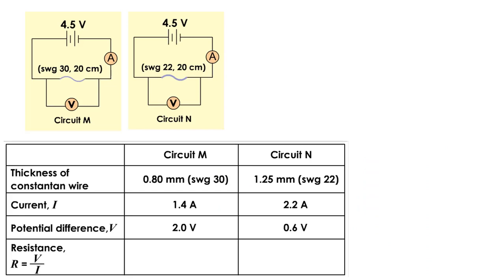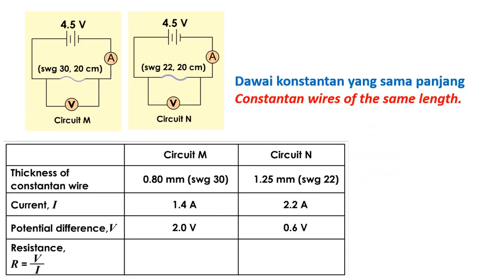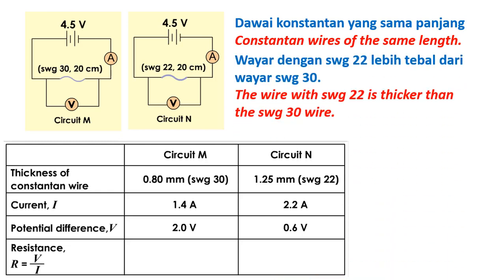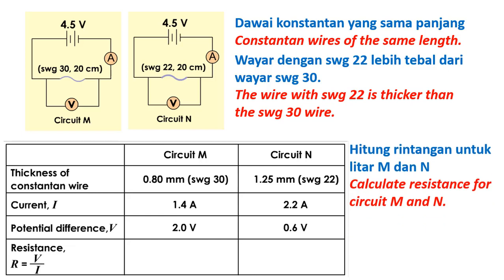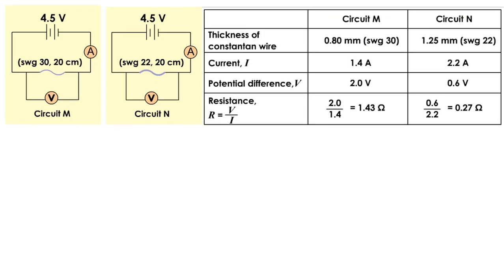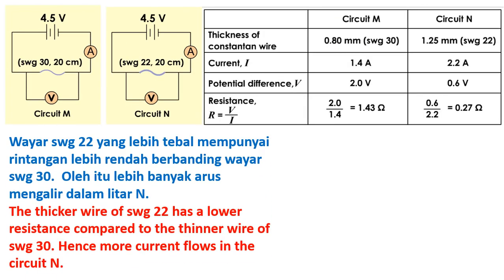We have another two circuits, circuit M and circuit N. This time the conductor wires are of the same length, but the SWG22 wire is thicker than the SWG30 wire. So this time we change the diameter of the wire and we fix the length of the conductor. So calculate the resistance for circuit M and N. For circuit M, resistance is 2 divided by 1.4, which is 1.43 ohm. For circuit N, R is 0.6 divided by 2.2, which equals 0.27 ohm. So the inference is that the thicker wire SWG22 has a lower resistance compared to the thinner wire SWG30. Hence, more current flows in circuit N.